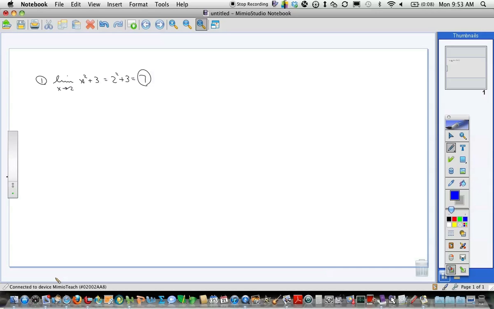Now, if you wanted to look at that graphically, you wouldn't have to. But if you want to, think about the problems you had in the book. X squared plus 3 would look like this. As x approaches 2, as the car on the left is coming towards 2 and the car on the right is coming towards 2, they both meet at 7.